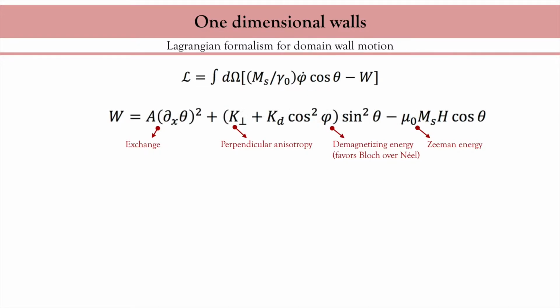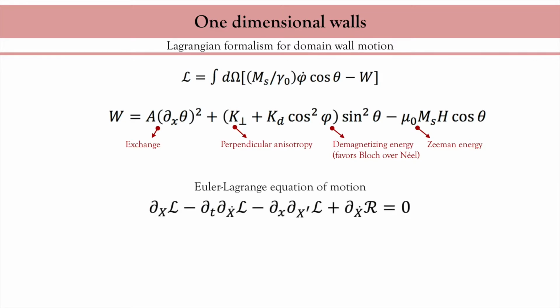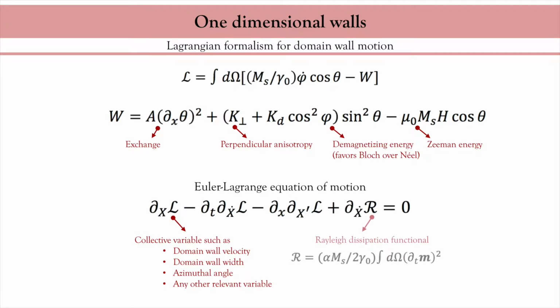Now, to determine the equation of motion of the magnetic domain wall, I will use the Euler-Lagrange equation that connects the partial derivative of the Lagrangian with respect to a given variable with the time and spatial derivatives of the Lagrangian. The last term in this equation is called the Rayleigh dissipation functional and accounts for all the terms that do not conserve energy. In our case, it boils down to the magnetic damping and looks like that.